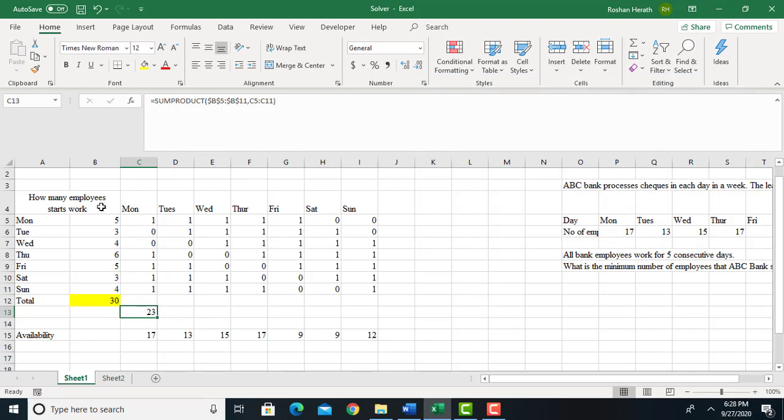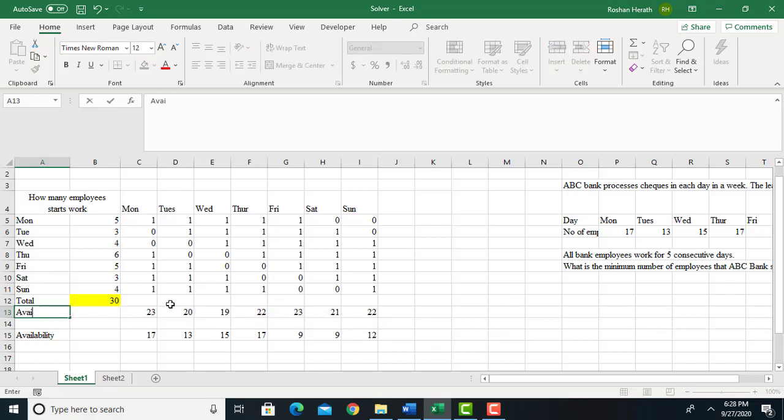Since you have made the first column constant, you can simply drag this. You can simply drag it. Then it will show in each of the days what would be the number of employees. So here it is what we call the available number of employees, isn't it? Available number of employees.